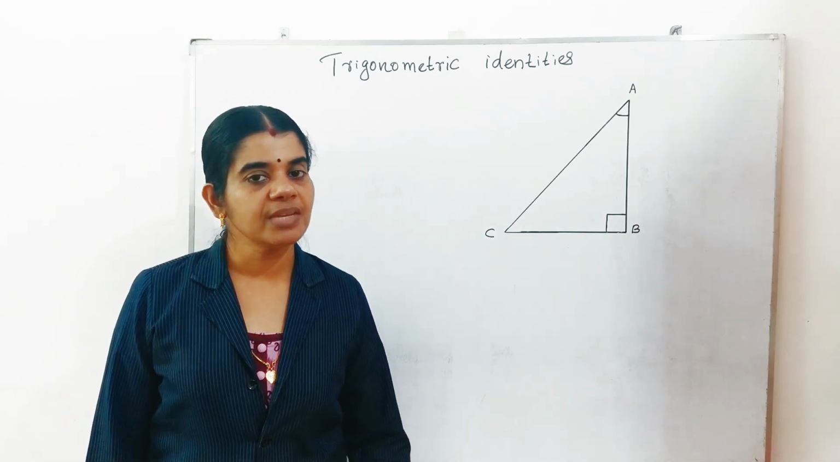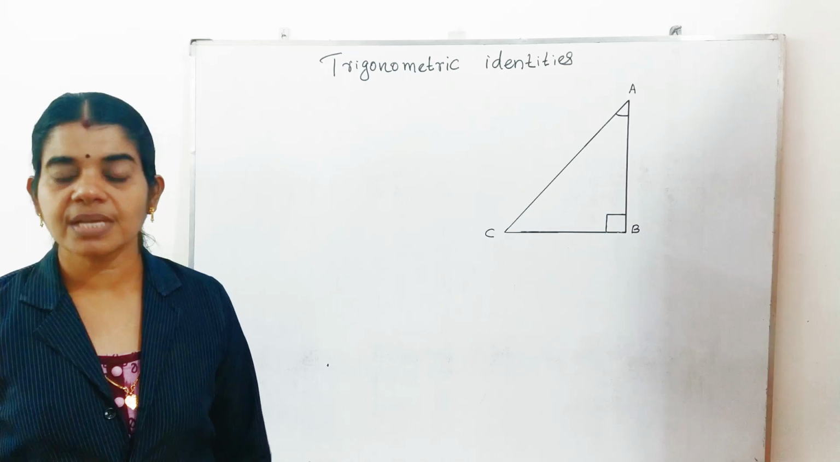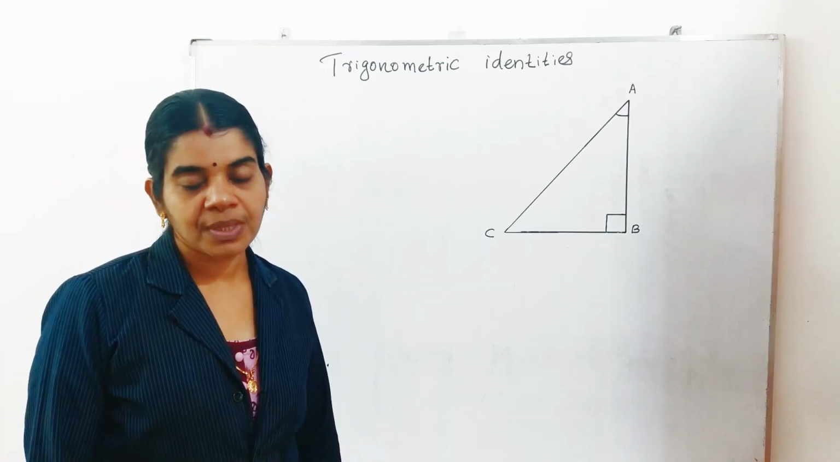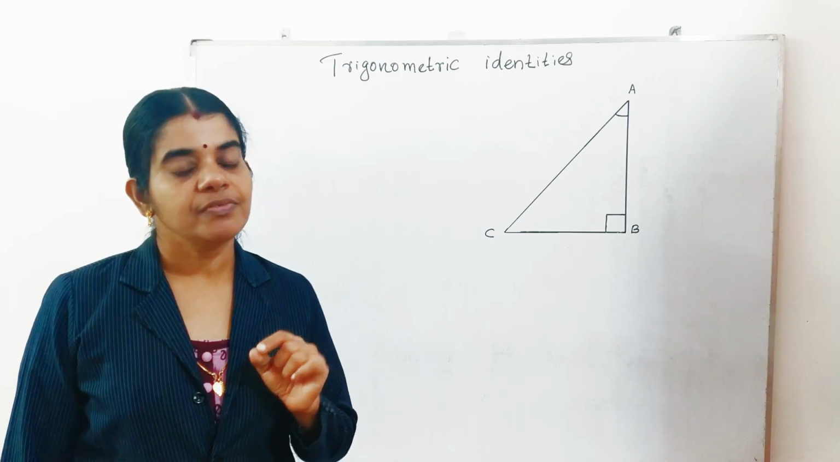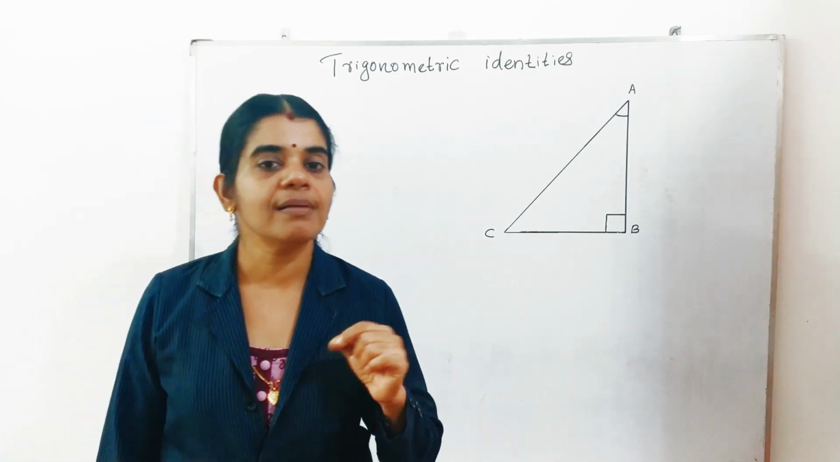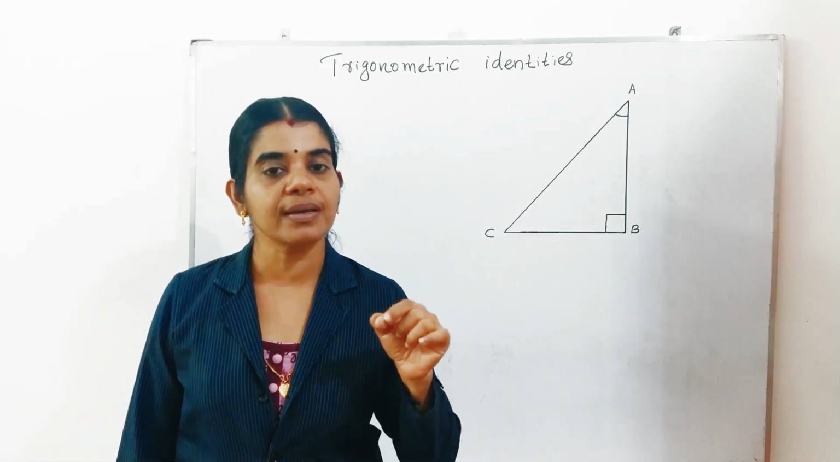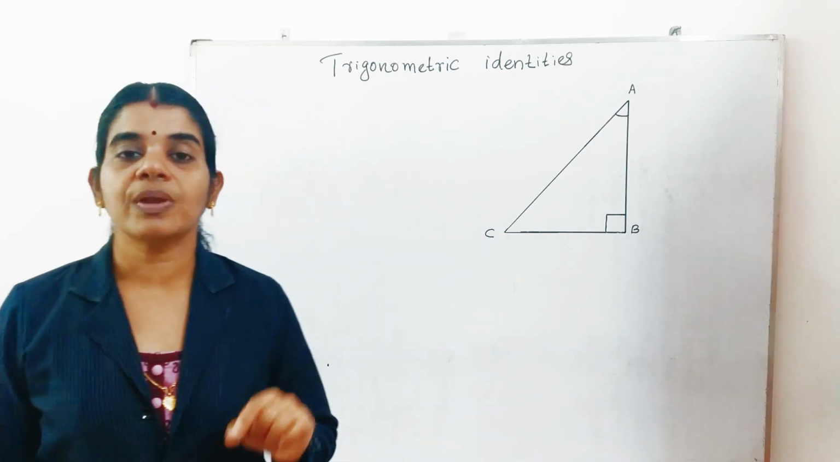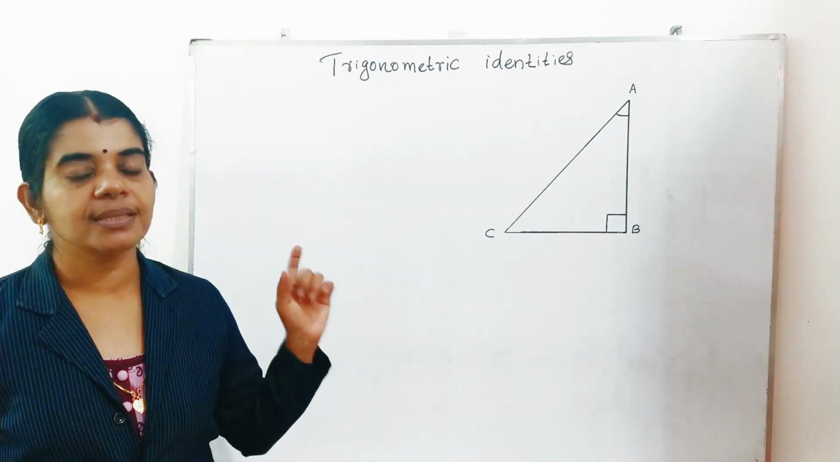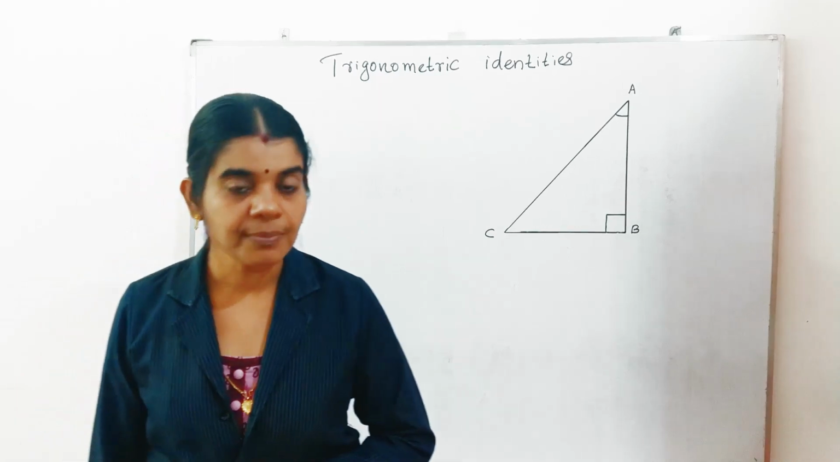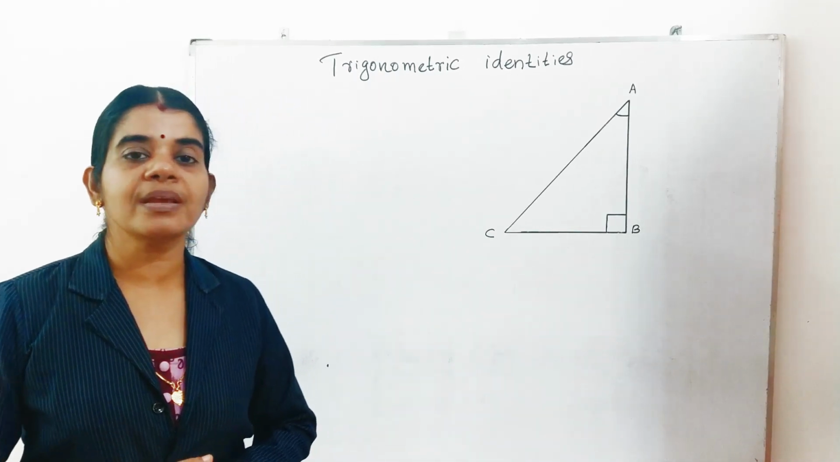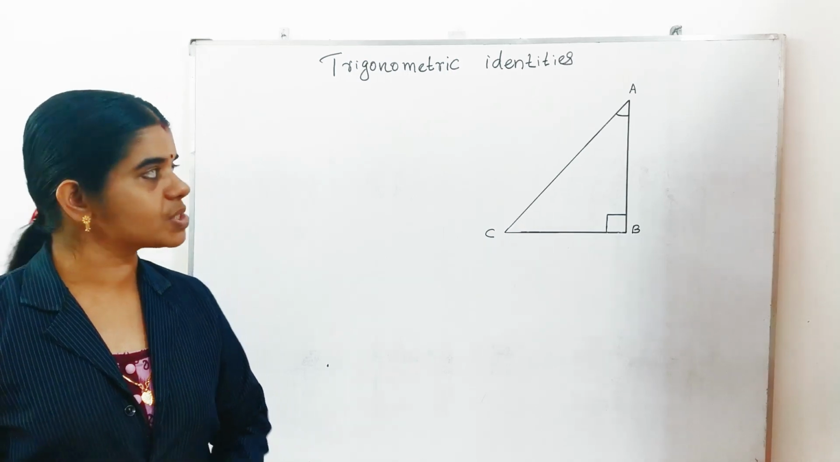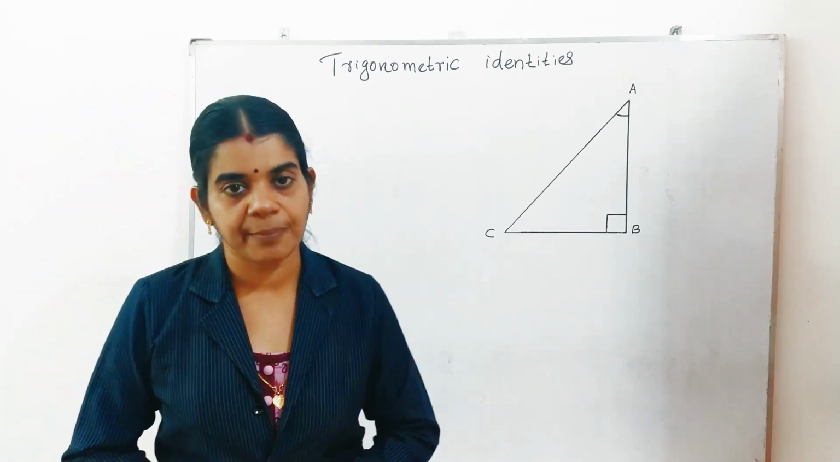An equation is true for some values of the variables only. But in the case of an identity, it will be true for all values of the variables. Whatever values we give to the variables, it will be true all the time. Then that equation becomes an identity. Like that, an equation involving trigonometric ratios of angles is known as a trigonometric identity.